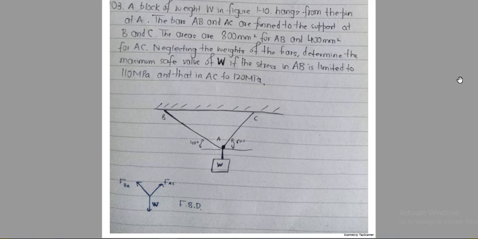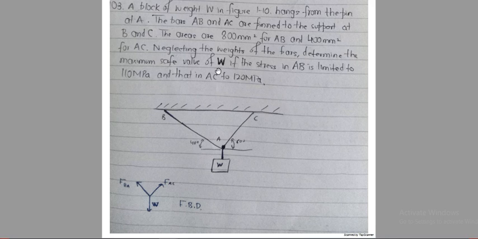Okay, another question related to nominal stresses. A block of weight W in figure 110 hangs from the pin at A. The bars AB and AC are pinned at the supports B and C. The areas are 800 millimeter square for AB and 400 millimeter square for AC. The area is given for these two bars, and we neglect the weight of the bars.